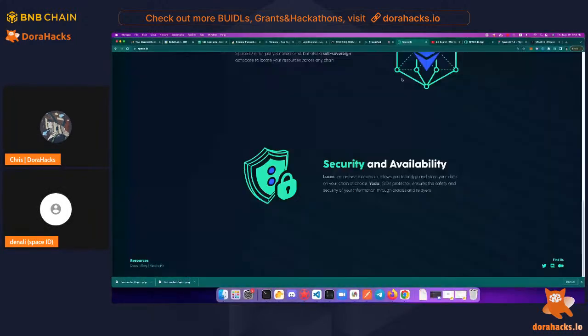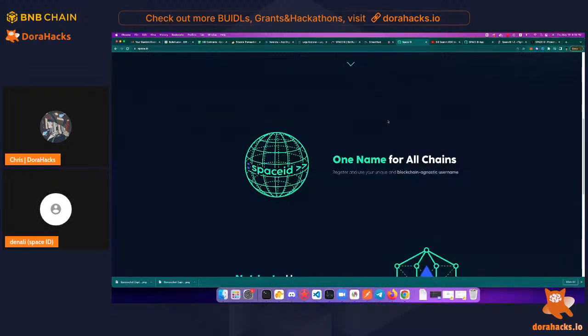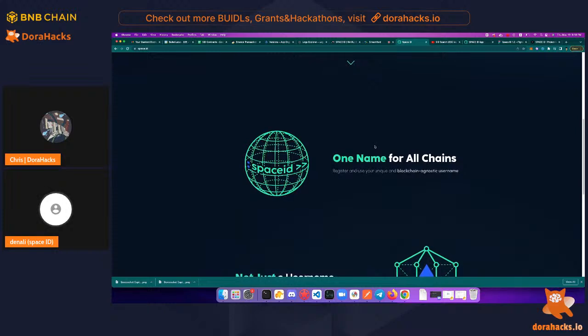What is Space ID? Space ID is very similar to ENS. It's a name service, but it's a cross-chain name service, which will be applied to many blockchains such as Ethereum or BSC. We will support different programming languages and platforms, whether written in Solidity or in Rust for Solana, so that no matter which chain you register a name on, you only have one name registered across chains.